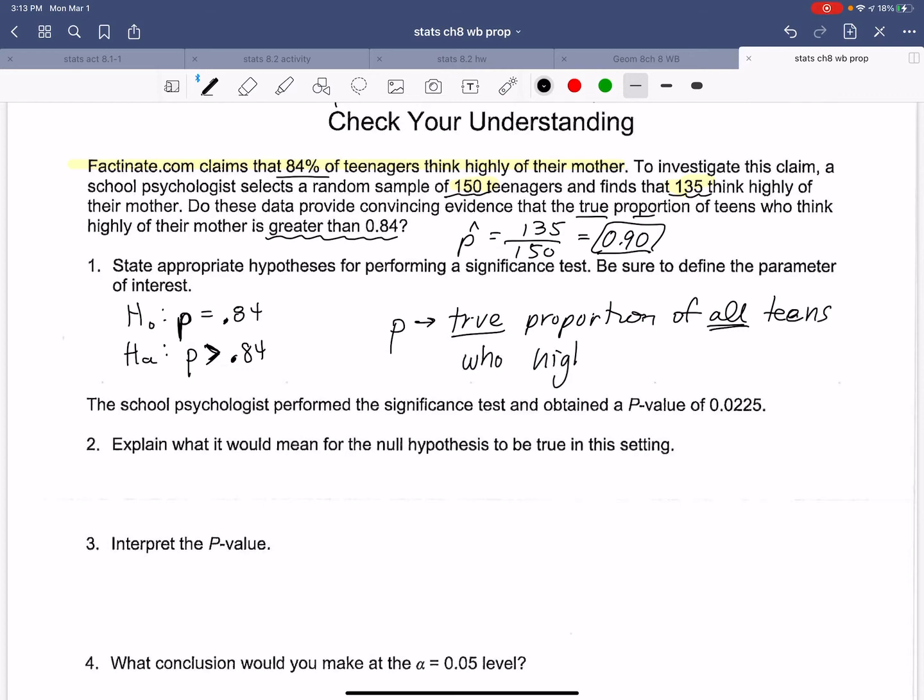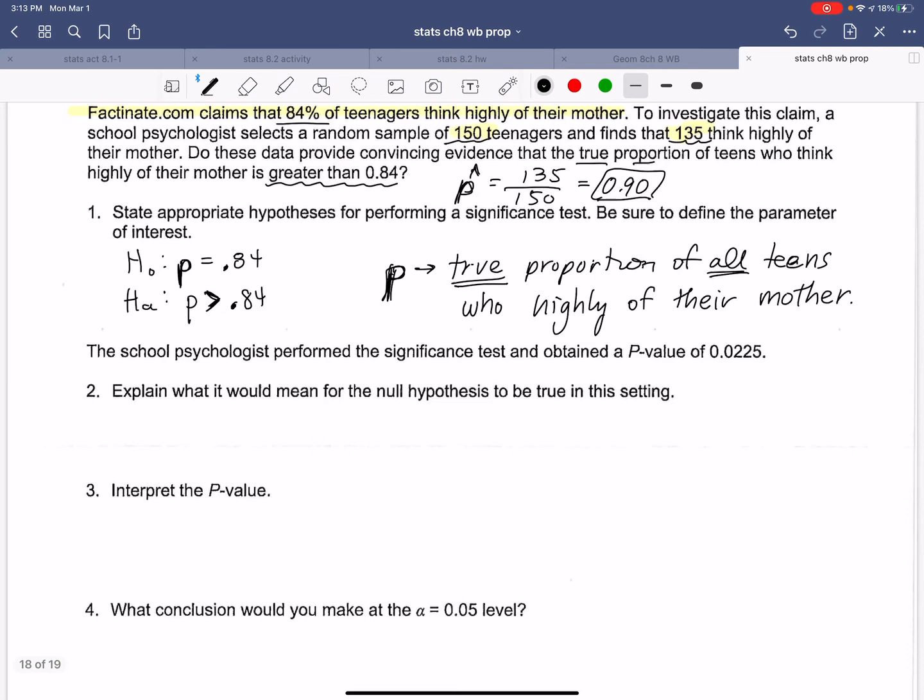Now, we can't ask them all. If we could, we'd know that. We wouldn't have to take a sample and make an inference, but that would be very costly and time-consuming. So we'd like to get this information, what is p, merely by taking a sample and finding p-hat. So the school psychologist put it in the calculator. You haven't learned how to do that, but they did that and they got a p-value of 0.0225.